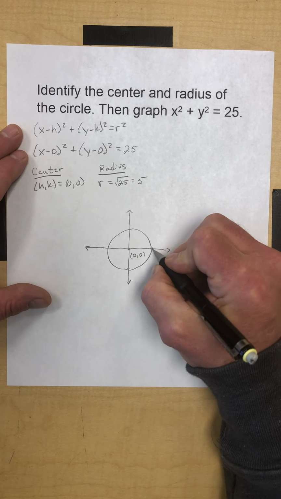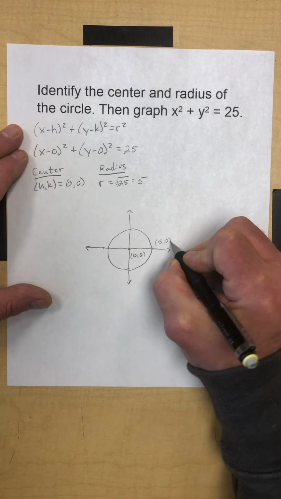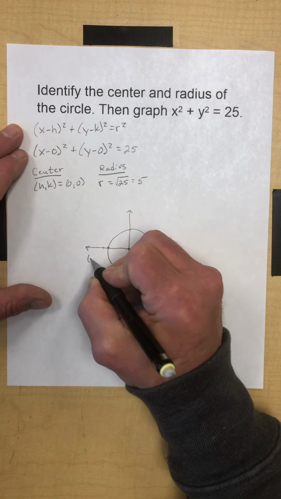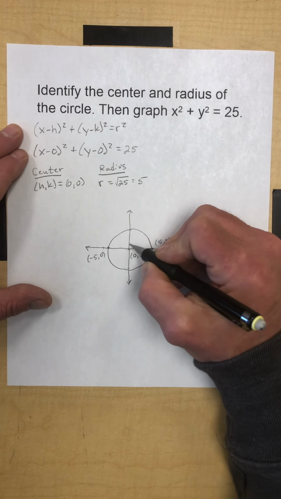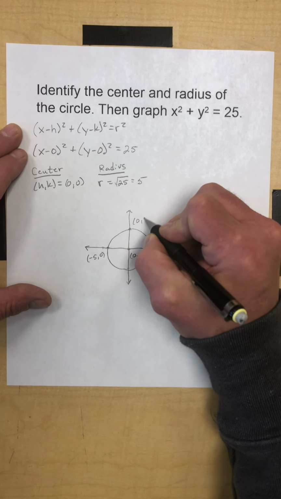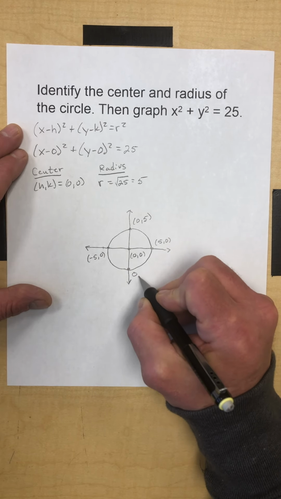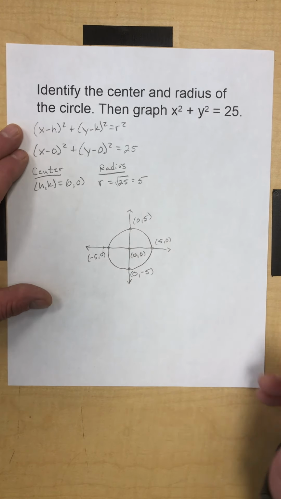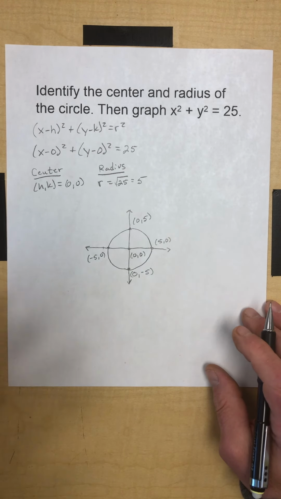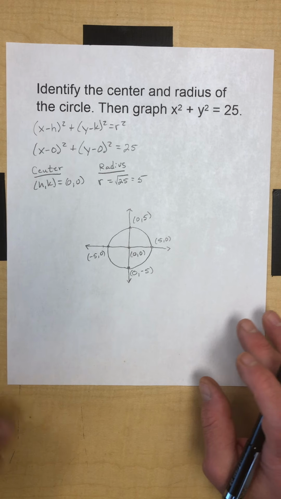So this point right here would be 5 to the right of 0, 0, so that would be at 5, 0. This point right here would be 5 to the left of 0, 0, so that'd be at negative 5, 0. This guy would be 5 up from the origin, so that would be at 0, 5. And this guy right down here would be 5 down from the origin, so that'd be at 0, negative 5. I'm sure most of you will be able to draw better circles than me, but that's good enough. So we did one yesterday and another one today where it's centered at the origin.